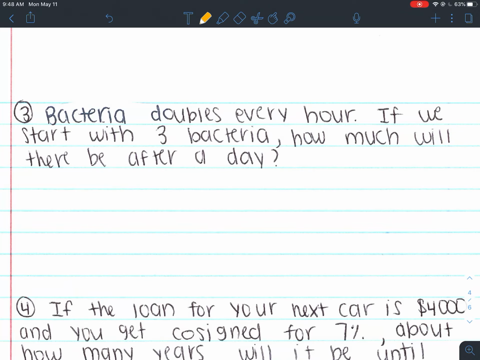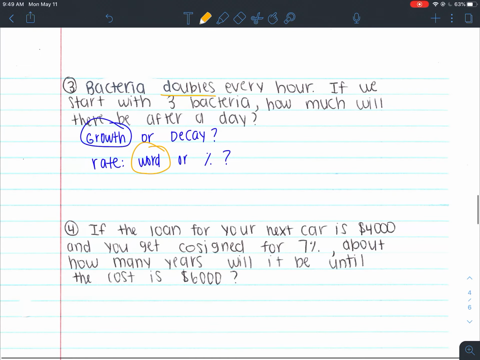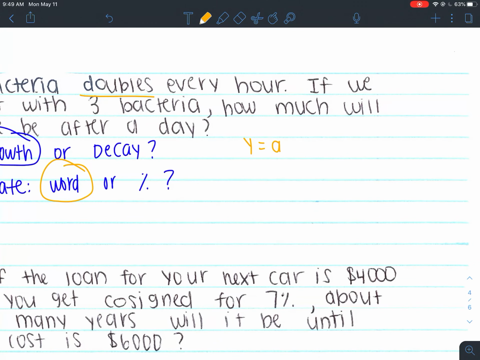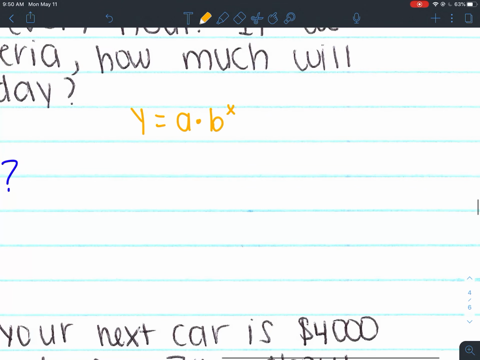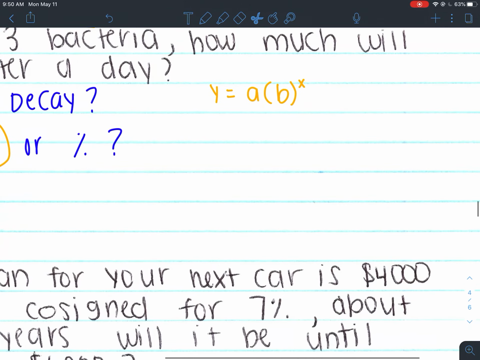The second part I had to ask myself is, was the rate given to me as a word or percent? And I just said that it was given to me as a word, which means it's going to be this equation that I'm going to use. I would not use this one because it did not give me a percentage as a rate. So that means that I'm going to be using y equals a times b to the power of x. Remember, this is the same thing as y equals a times (b) to the power of x with parentheses. I'm actually going to use the parentheses one just because Desmos prefers parentheses, I think. It's just easier for me to find the parentheses, so I like to use that.